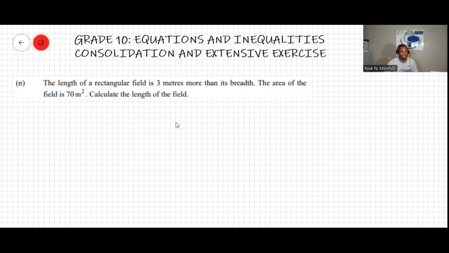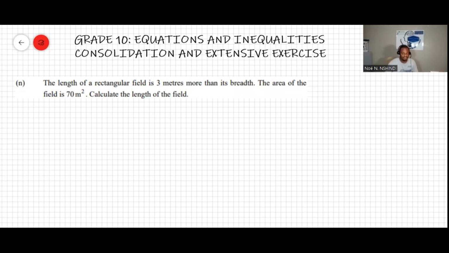Well, we have another question here that says the length of a rectangular field is 3 meters more than its breadth. The area of the field is 70 meters squared. Calculate the length of the field.